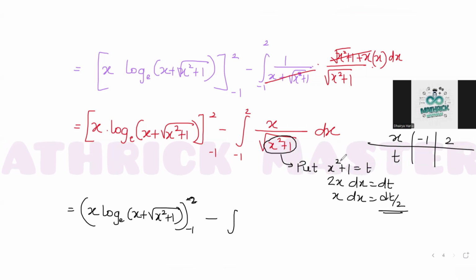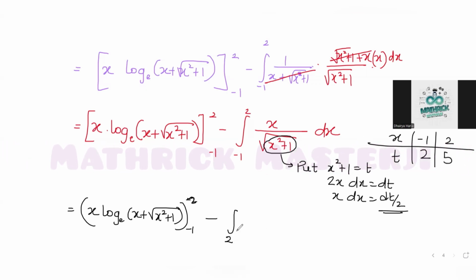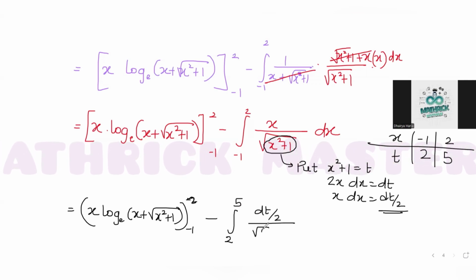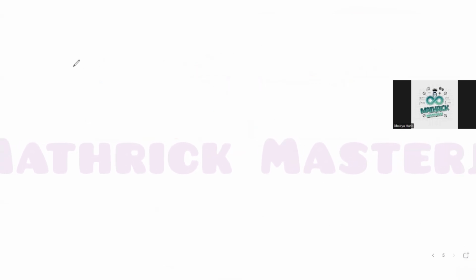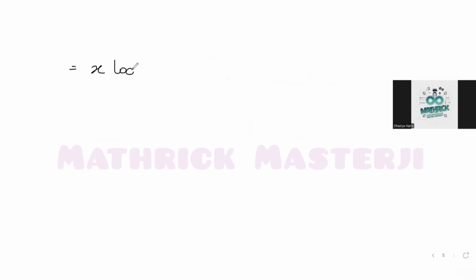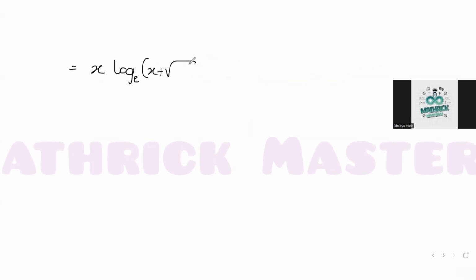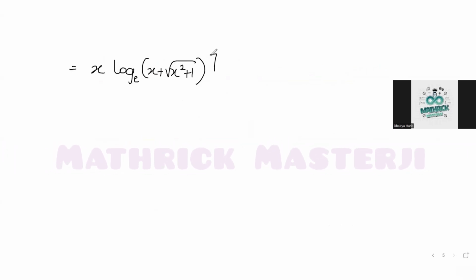If I put -1 here, -1 squared is 1, 1 plus 1, t becomes 2. And if I put 2, 2 squared plus 1, which is 5. So t goes from 2 to 5. x dx is dt over 2 divided by square root of t. So I have the integral of t raised to half, which goes up and becomes t raised to minus half. So x log base e of x plus root of x square plus 1.